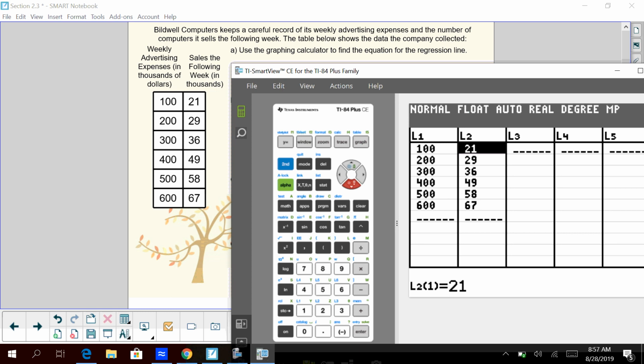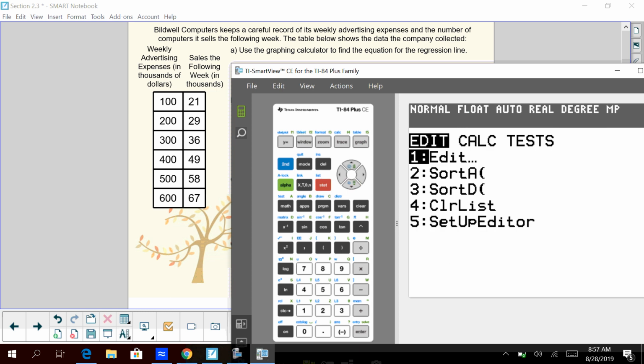Does everybody have the data in there that you need? Yeah? Okay. Have you guys done this before? Found a line of best fit in the calculator? Okay, we're gonna find out. All right, go back into your stat menu. We want our graphing calculator to make an equation that best represents this data.